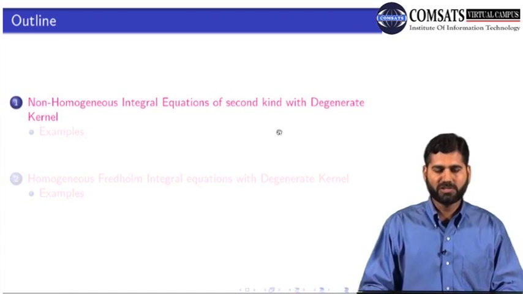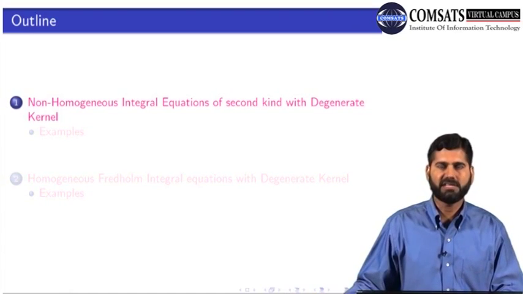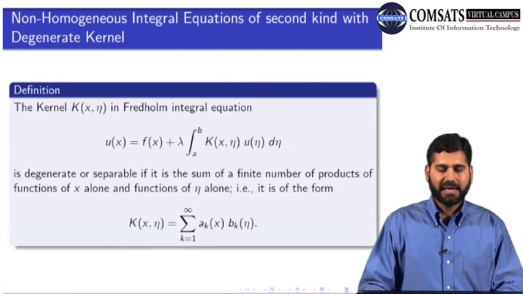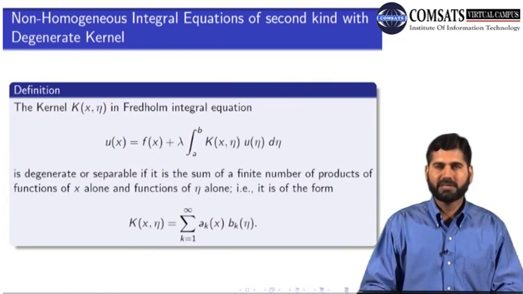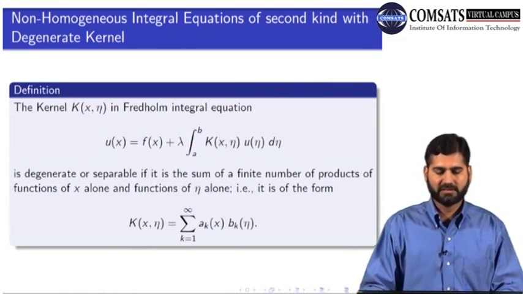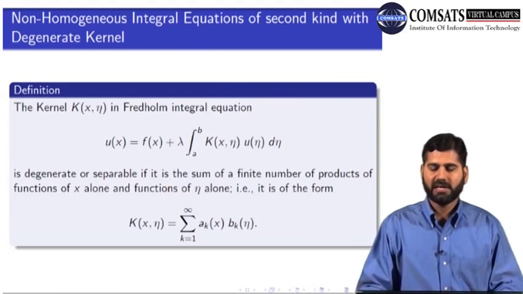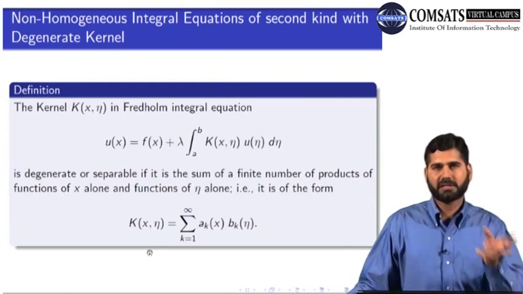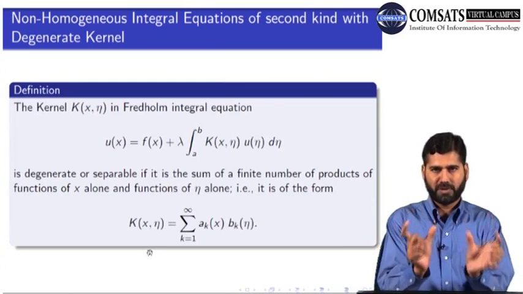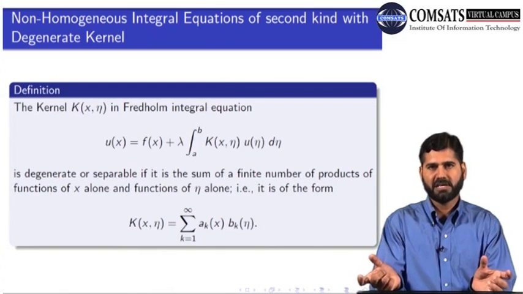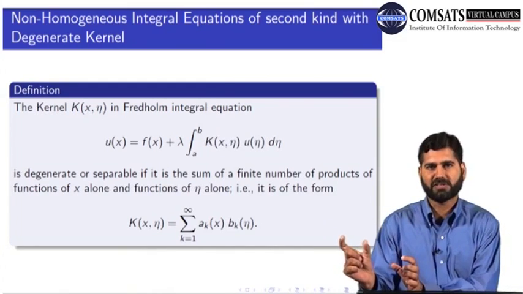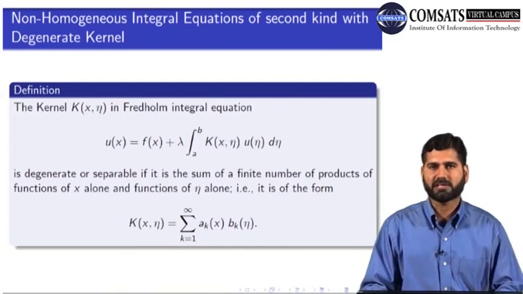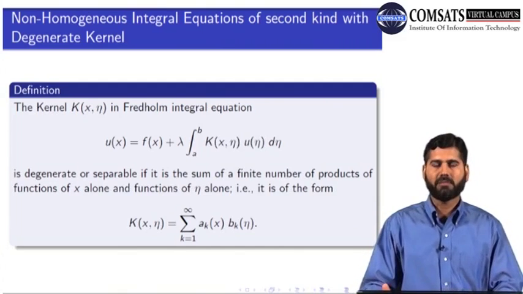So first of all, non-homogeneous integral equations of second kind with degenerate kernels. The kernel K(x, eta) in a Fredholm integral equation is degenerate if it is the sum of a finite number of products of functions of x alone and functions of eta alone. If you recall, the separable kernels have 2 product functions, one of x, one of eta. But here we have a sum of such functions. We can still call it a separable kernel as well, but degenerate is a more appropriate name for this type of kernel.